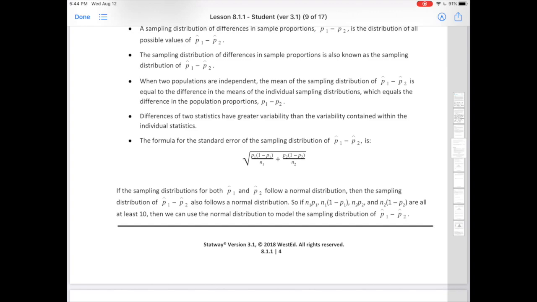Okay, so just as an aside here, this part is just checking that the first guy is normal, and then these two are just checking that the second guy is normal, right? So all we need to do is make sure that the successes and failures in each sample are at least 10, and then we're good to go. Okay.